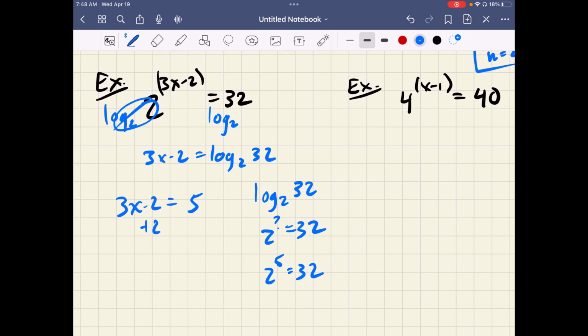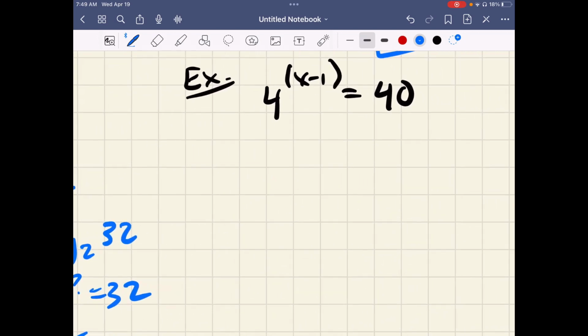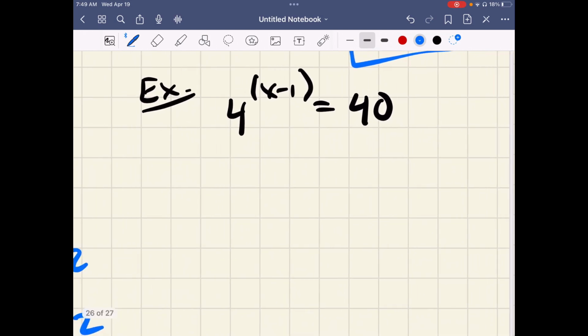And from here I can add 2 to both sides and just solve this like a regular equation. I get x equal to 7/3. Okay, now we'll come over here and look at our last example. Very similar to the one we just did.